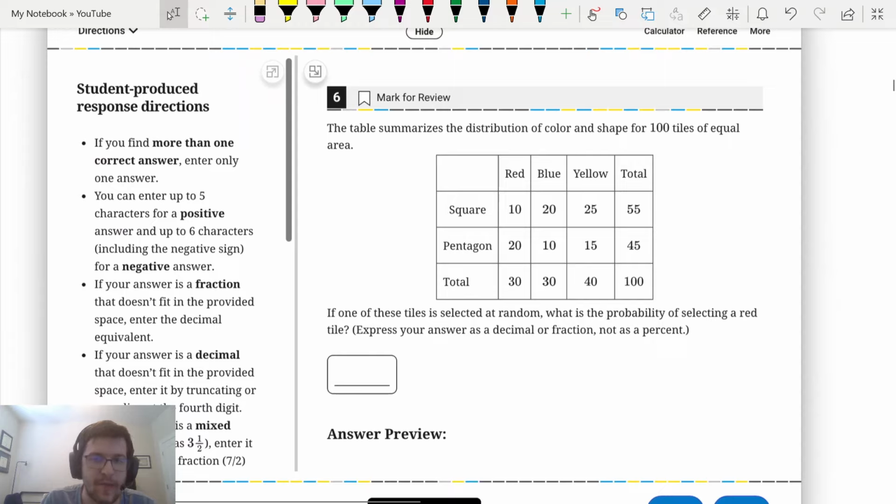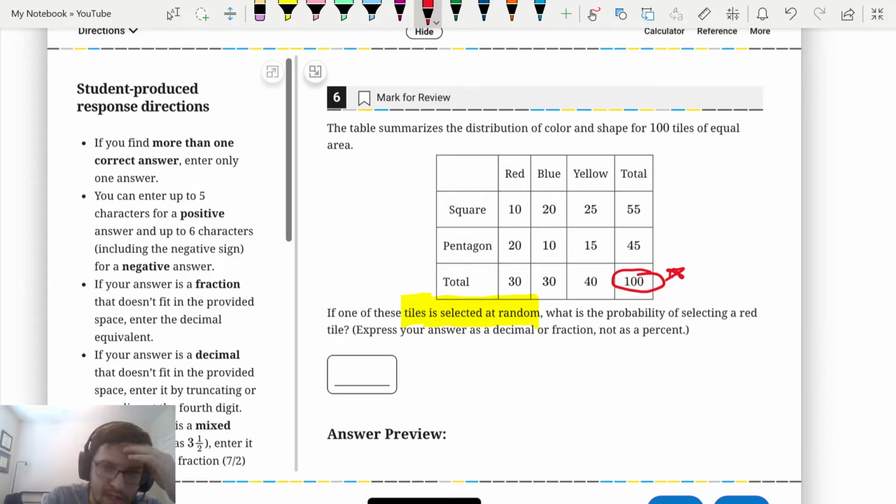Okay, so now this is really important. This one says, if one of these tiles is selected at random, that means out of all the tiles, all right? If it just said out of the red tiles or just the square tiles, you would be looking at a particular row or a particular column. But because it says out of all the tiles, it wants you to look at all of them. So the total out of all the things in the table is always in the bottom right. This is your big total. So there are 100 total tiles, and it wants to know the probability of red.